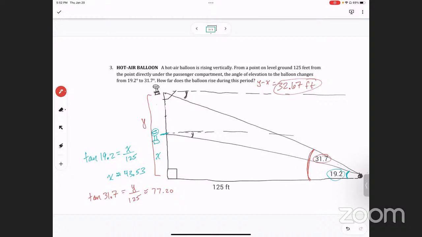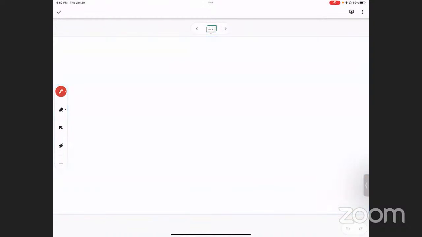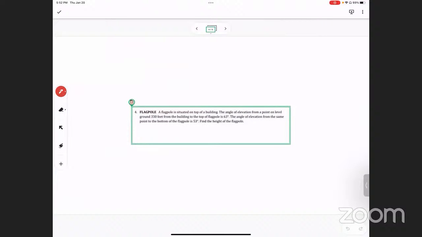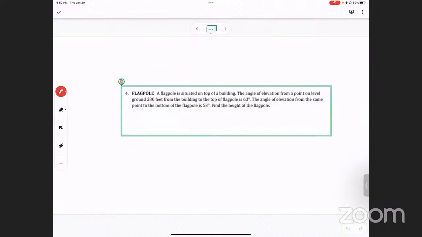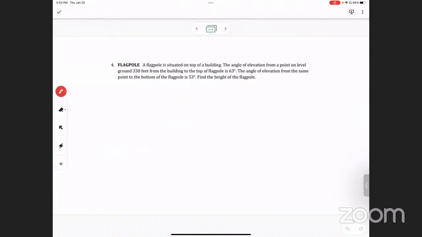Good job. All right. Got another one for us? Yeah, I'll go and copy that one over quickly. Let's see. Number 4. Go ahead and draw out the picture and then tell me what to write, and we'll write this equation together.